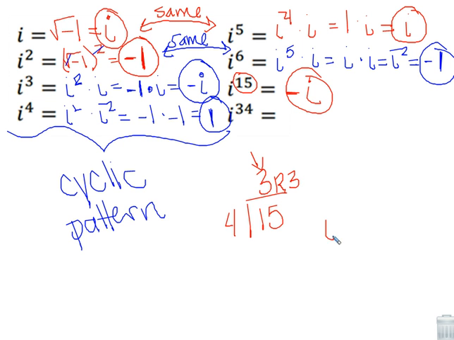You can also think about this as i to the 3rd, because our remainder was 3. And notice how i to the 3rd we said was -1. So that would be our answer in this case.